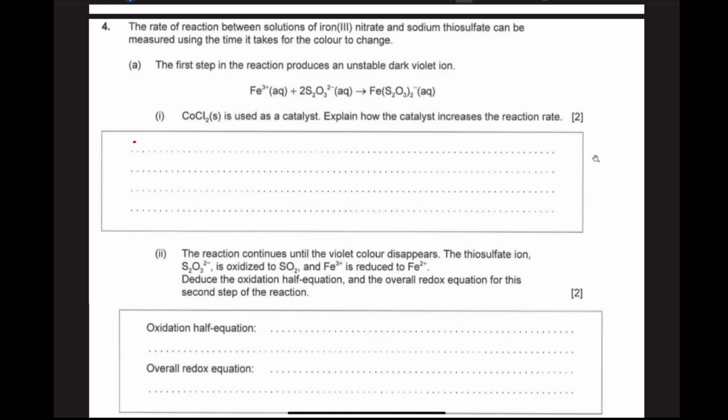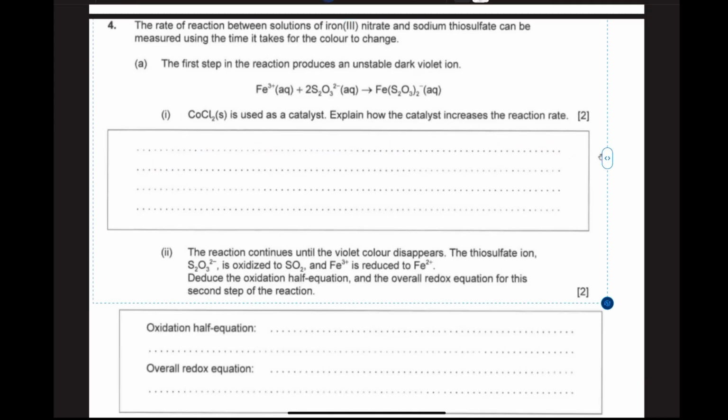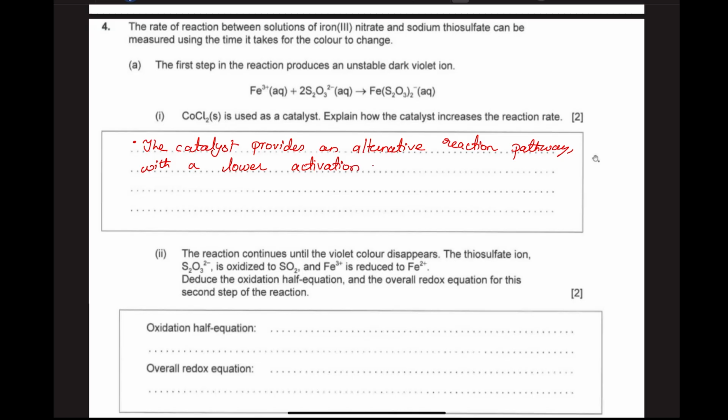A catalyst would provide an alternative reaction pathway with a lower activation energy, right? And as your activation energy is lower, you will have more successful collisions per unit time, and that will speed up the reaction. With lower activation energy, it increases the number of effective collisions, speeding up the reaction.